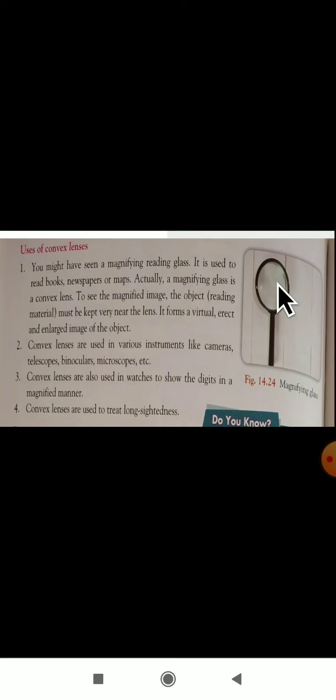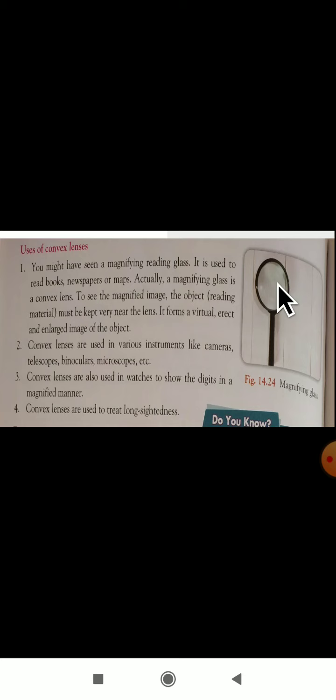Convex lenses are used in various instruments like cameras, telescopes, binoculars and microscopes. Dear student, in all these instruments, the convex lens is used. You should remember, if you are using a camera, which lens is used in that? A convex lens is used. So you can zoom and take the picture. Yes or no? Even in a telescope also, and even in a microscope, which we use in a science laboratory, these convex lenses are used.